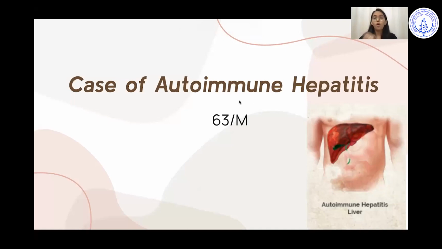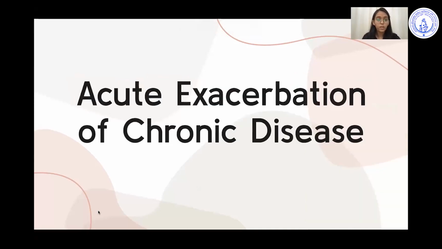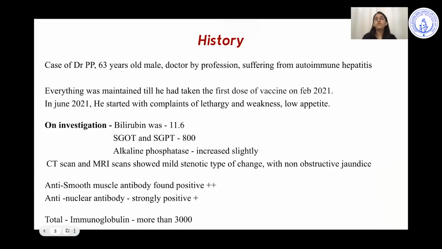It's a case of autoimmune hepatitis in a 63-year-old male, and this patient came to us with acute exacerbation. The history before coming to us goes like this. He is a doctor by profession, an MBBS MD doctor, 63 years old, suffering from autoimmune hepatitis. Everything was well maintained in his health until he received the first dose of COVID vaccination in February 2021. Since then, he started feeling some lethargy, weakness, and low appetite.